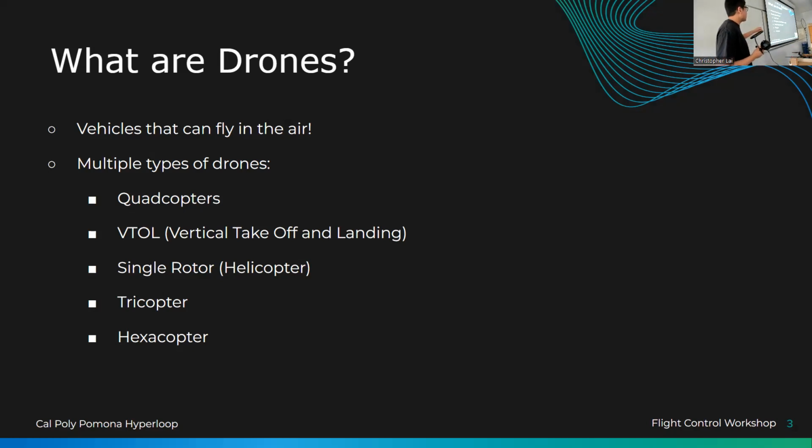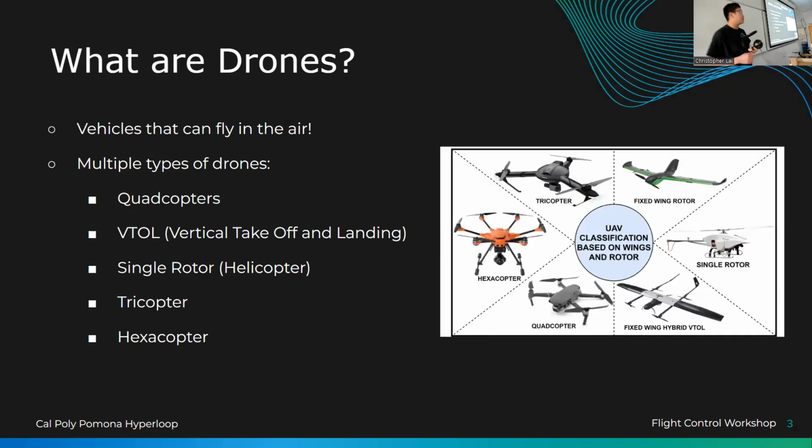You can have single rotor drones, which are also known as helicopters, right? Helicopters have that one big rotor on top, and they can use several positioning methods to steer and whatnot. And also you have tricopters and hexacopters. These last two are just variants of the quadcopter, and this picture right here will show you the difference between them. Tricopters and hexacopters just have different numbers of arms.